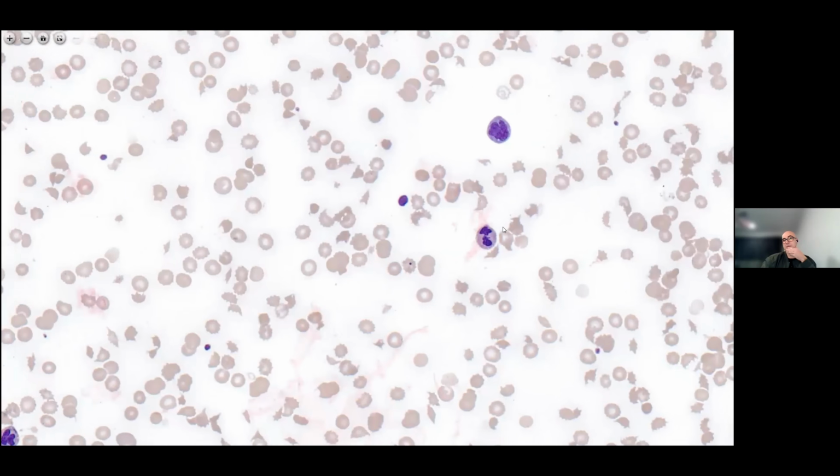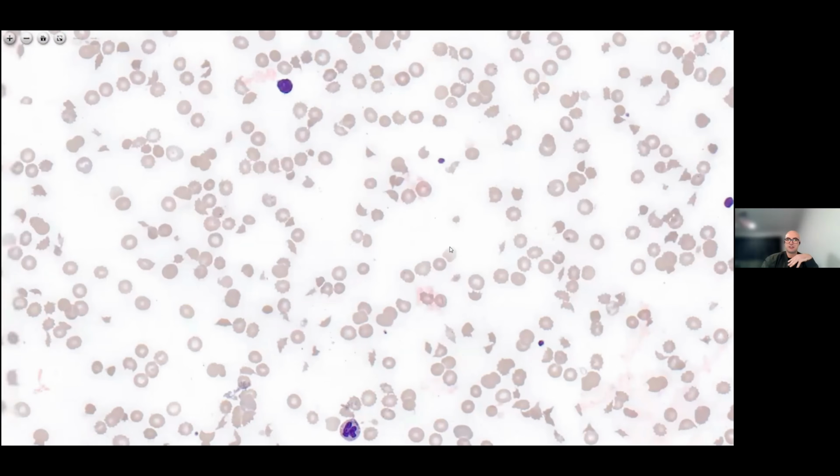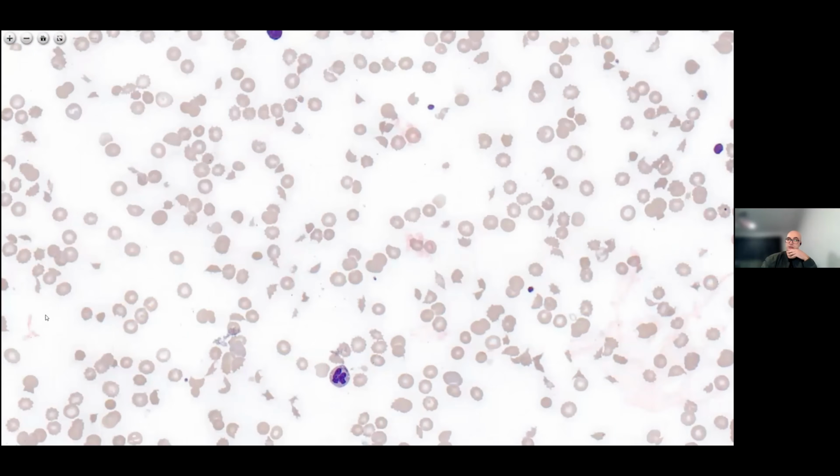So, like I was saying before, I'm digressing. It's best to try not to get too swept away with the very significant red cell morphology you're seeing in a case like this. And remember, you always need to assess your white cells and platelets. So we'll move on to white cells.